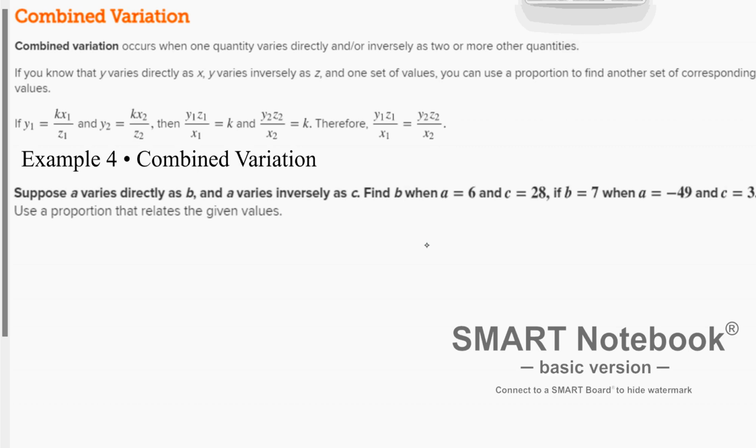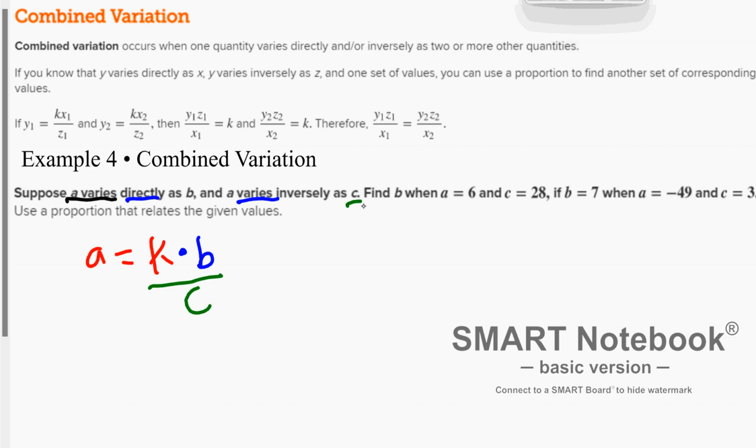This is about combined variations. Whenever you write your equation, it says A varies. So that means A is equal to K. And then it says directly, and anytime it says directly, that means multiplying by K. So directly as B. And then it says A is inversely, so that means divided by. So I want to put a division, divided by C, since it says inversely as C.